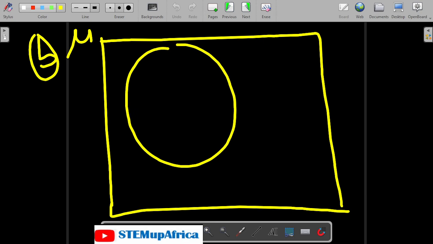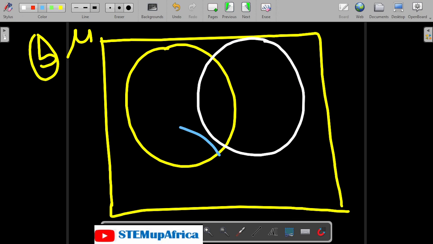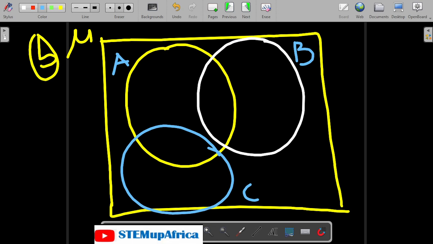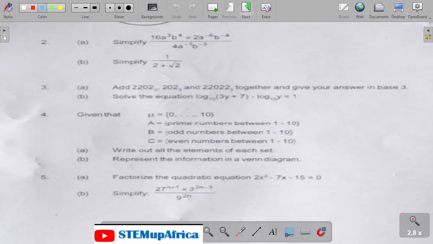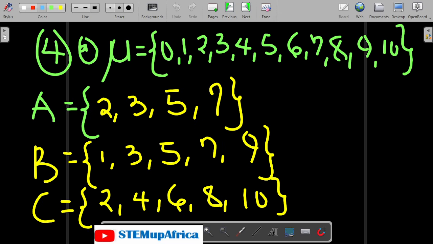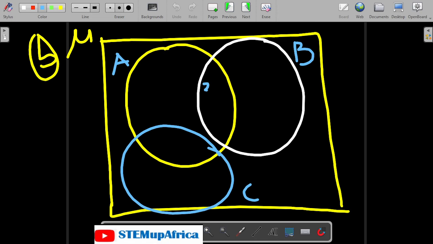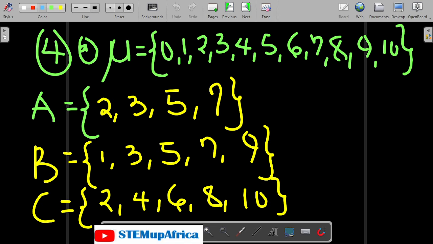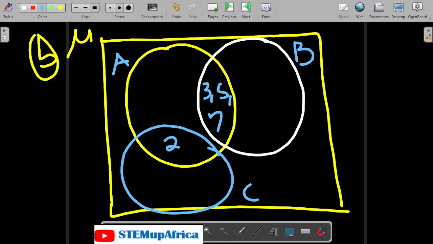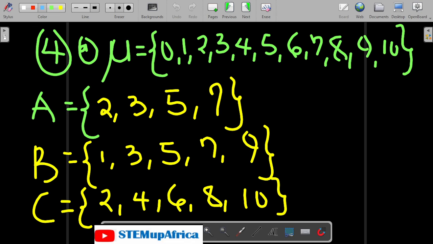So this will be my set A. This will be my set B. We don't have a relationship between C and B. So here is A, B, and C. So what is common between B and A? 3, 5, and 7. So we are going to have here 3, 5, and 7. So let's check what is common between C and A. It is just 2, which here will be 2.